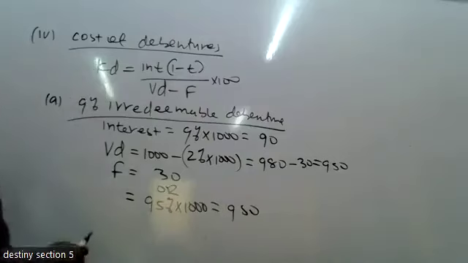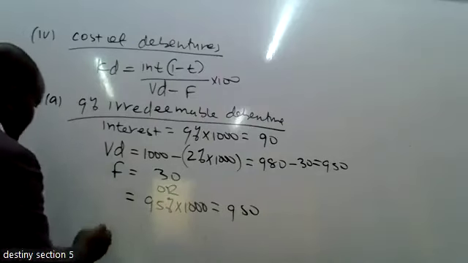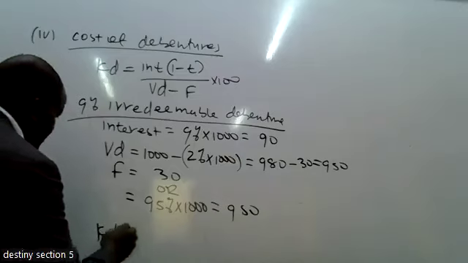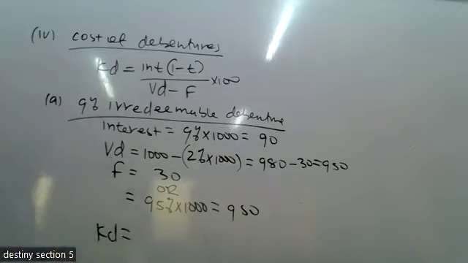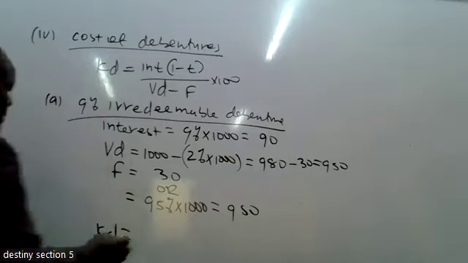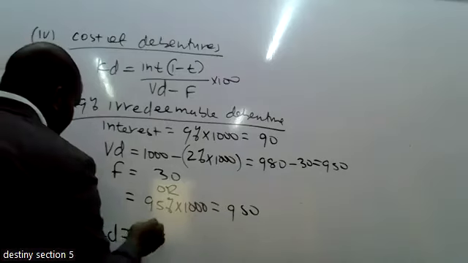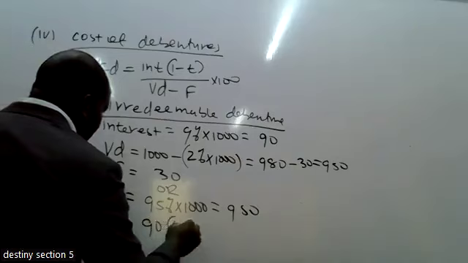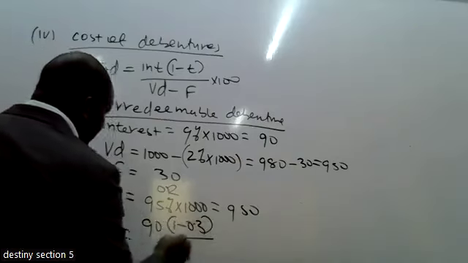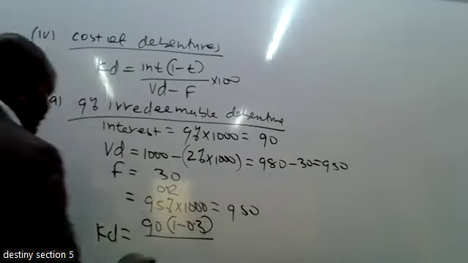So now what we do to get our KD: interest is now meant to be 90, then 1 minus the tax, divided by 950.